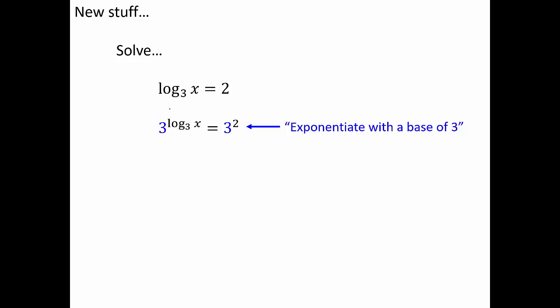I see people doing this all the time. They'll write a 3 here and then they'll write a 3 there. That 3 right there makes absolutely no sense. The 3 should be right here. So then canceling on the left, 3 and the log base 3 are gone. You're left with x equals 3 squared or x equals 9. Congratulations, we have just solved a logarithmic equation.